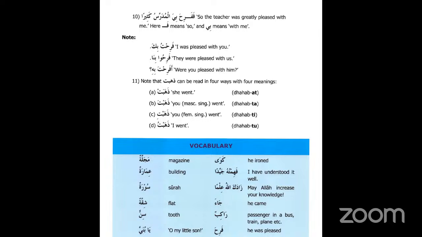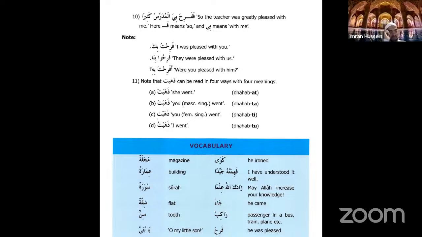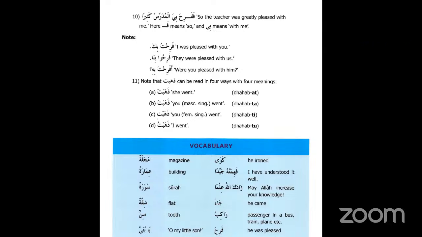Note that afarihta bihi is with the question, not tu. Correct. Zahabat can be read in 4 ways with 4 meanings. Like Zahabat, she went. Zahabta, you masculine went. Zahabti, you feminine went. Zahabtu, I went. Excellent.